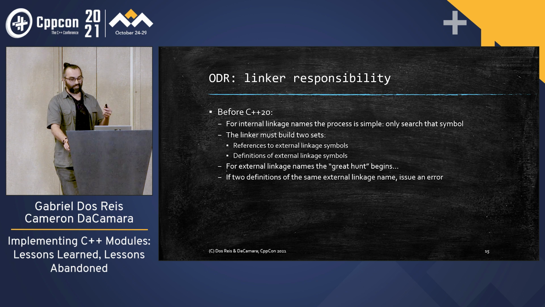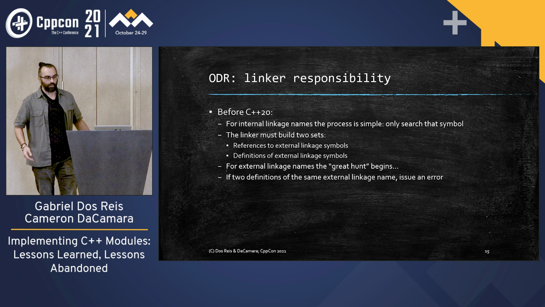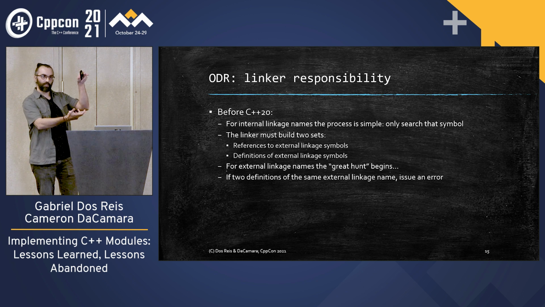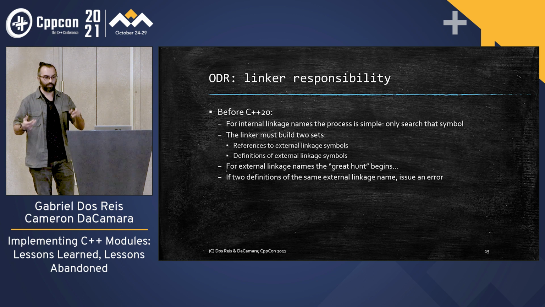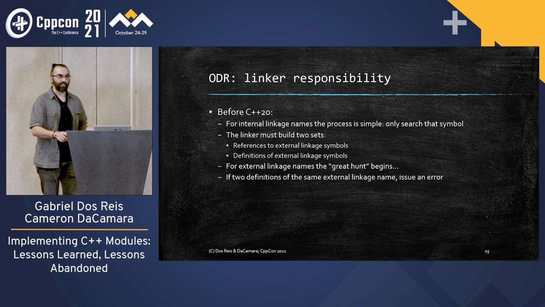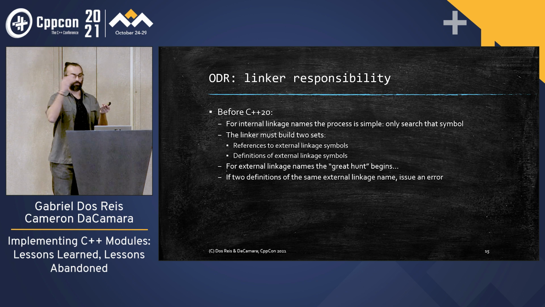And the job gets a little bit harder when you talk about external linkage entities. External linkage symbols. What the linker will do in this case is create this giant map which contains all of the names of the entities as a key, and the value will be where its definition is. So it's trying to map references of a name to some definition wherever it may exist. And this is what I define as the great hunt. So when a name is encountered, it has to go and try to find it in this giant map.